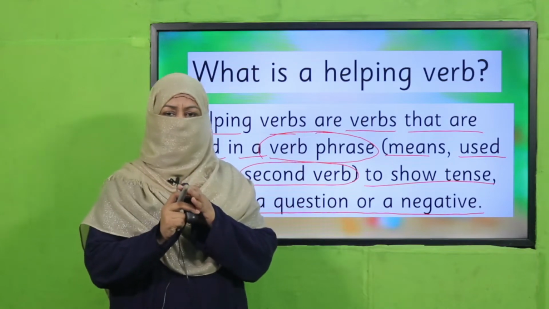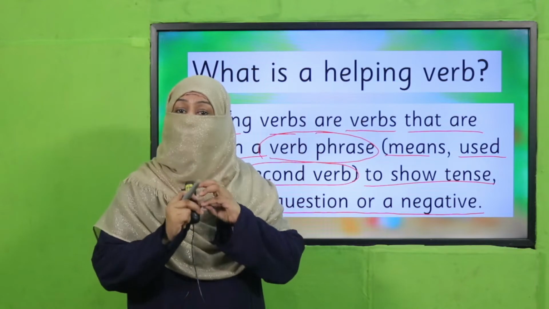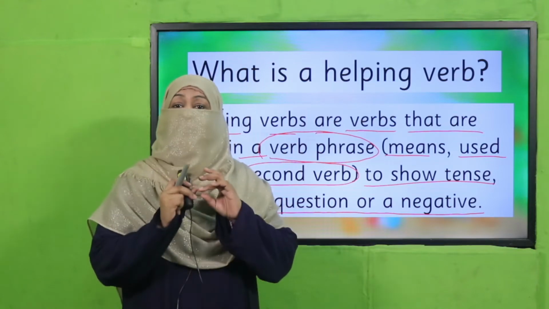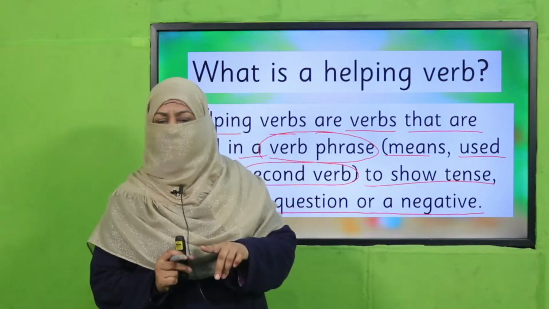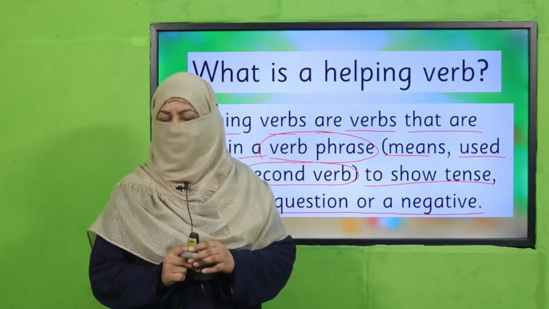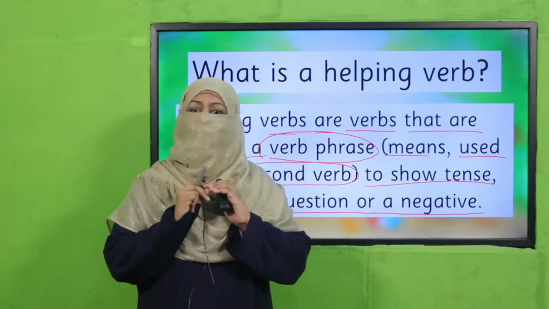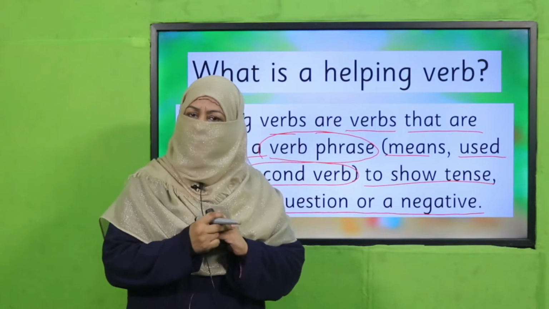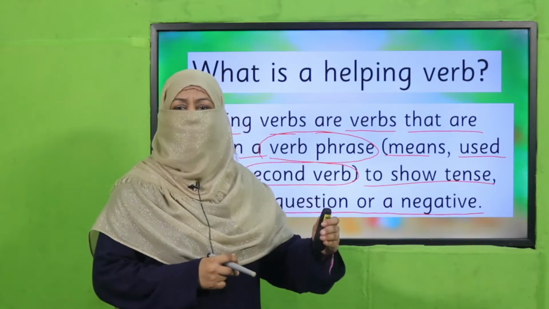So basically, what do we say? The main verb is the typical verb, showing what action the subject is doing, and the helping verb supports that verb for tense or for making negative or interrogative sentences. Okay, so beta, this is the basic concept, and whenever we talk about verbs and tenses, inshallah we'll keep learning gradually.